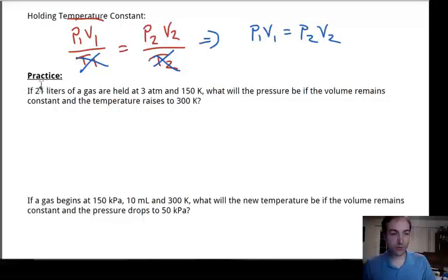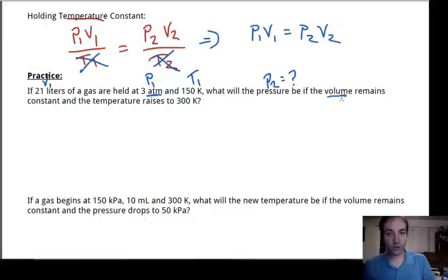So let's go through and identify these. First of all, 21 liters, that's going to be our V1. 3 atmospheres, atmospheres is a unit of pressure, so that's going to be our P1. And then 150 Kelvin, Kelvin's the temperature, so that's going to be our T1. Now it says what will the pressure be, so that means P2 is going to be our question, that's what we're solving for. If the volume remains constant, that's important, okay? And the temperature raises to 300 Kelvin, so that'll be our T2.